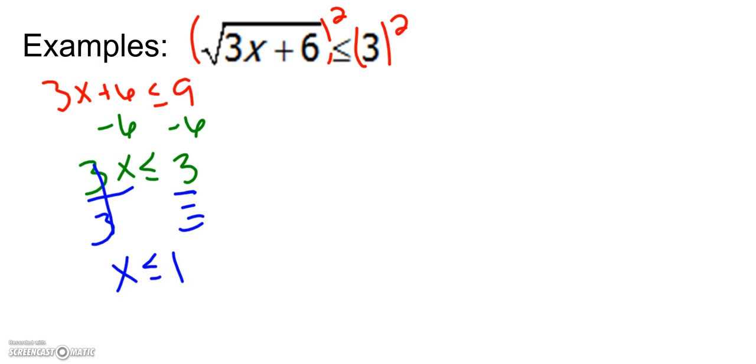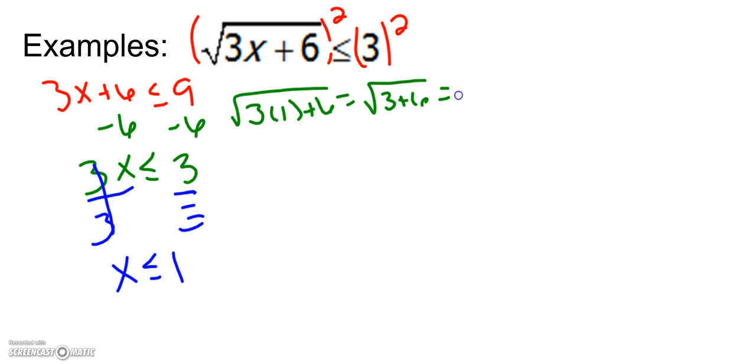Now let's plug that in to make sure it works. I'll do it over here to the side. So square root of 3 times 1 plus 6. So that's equal to the square root of 3 plus 6, equal to the square root of 9, which is equal to 3, which is less than or equal to 3. So we're good.